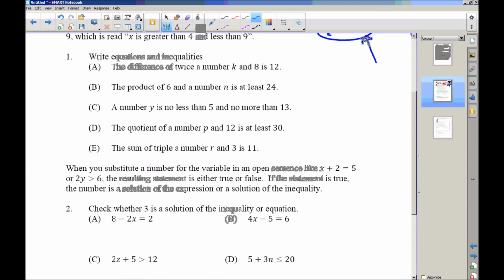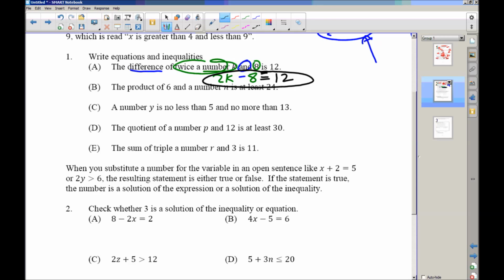Number 1, part A. The difference of twice the number k and 8 is 12. So the difference is the answer to subtraction. So I find the and in here and put subtraction. Twice the number k, that's this part. Okay. So we get 2k, and then we have the 8 here. Okay? And then we have is. Is turns into equals. And then we have a 12 on the other side. Okay? So 2k minus 8 equals 12 is my final answer there.